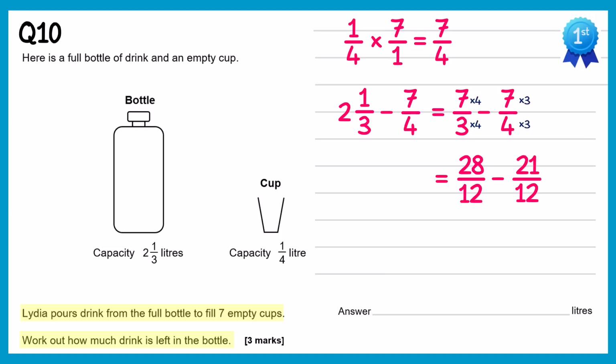We can now subtract them because they both have the same denominator of 12. To do this, we do 28 subtract 21, which is 7, and the denominator stays at 12. So the answer to this question is 7/12.